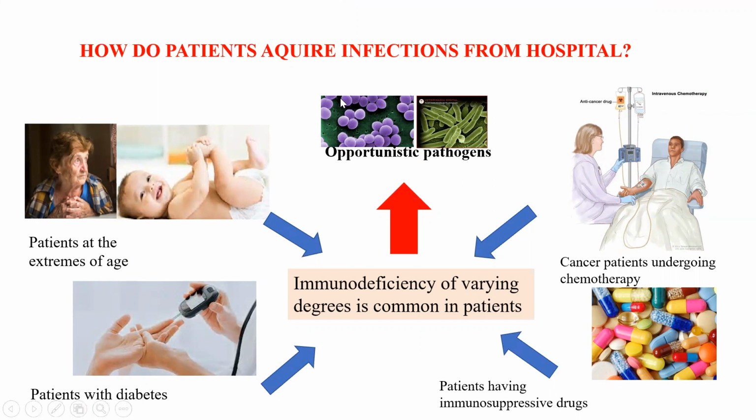Now, how do patients acquire infections from hospitals? Patients at the extremes of age, maybe very old age or very young, are susceptible to this type of opportunistic pathogens, and they are suffering from immunodeficiency of varying degrees. Then patients with diabetes, then cancer patients undergoing chemotherapy, and patients taking immunosuppressive drugs, they are really susceptible to different types of opportunistic pathogens, which can really create disaster in them, and they can develop nosocomial infection.